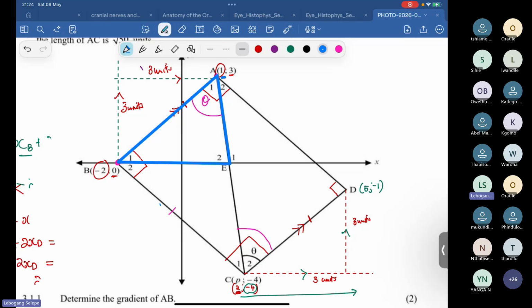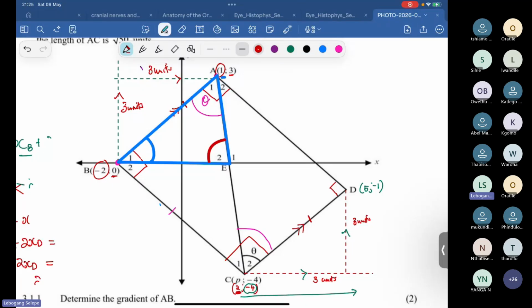How are we going to use it to find the size of theta? We do have the gradient of AB, so we can calculate the inclination of AB. We don't have the gradient of AC, but we can calculate it because we do have the coordinates of A and C. Once we calculate the gradient of AC, we can again use inclination to calculate the size of this angle. Then from there, we can find the size of theta. Do you see that approach? Is the approach clear? Someone is saying yes on the chat.